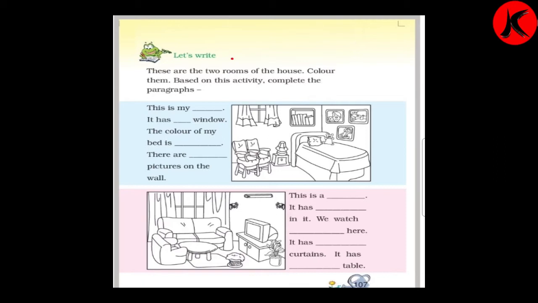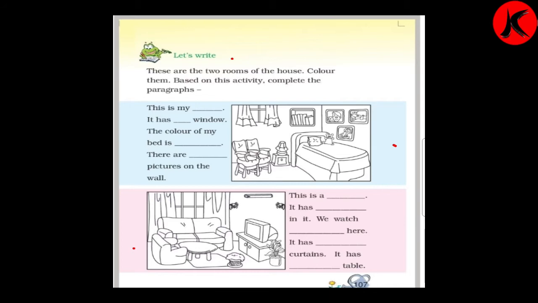Let's write. These are the 2 rooms of the house. Color them. Based on this activity, complete the paragraph. Now you can see pictures are given of 2 rooms. One this and second this. Now we have to fill up the blanks looking at the room. After completing the exercise of fill in the blanks, then you have to color the rooms very beautifully. So shall we start? Okay.